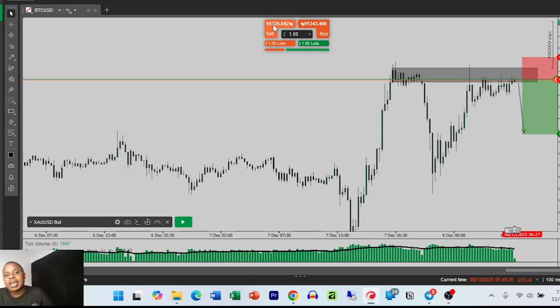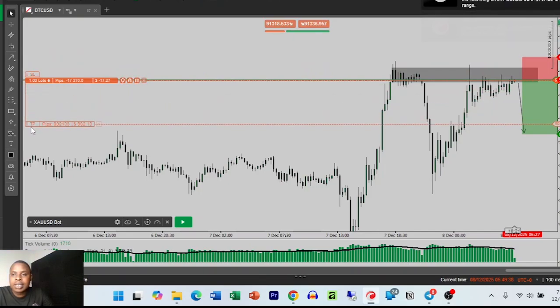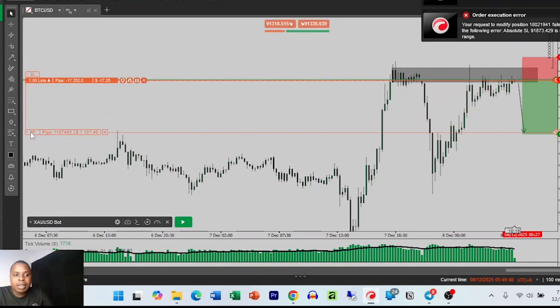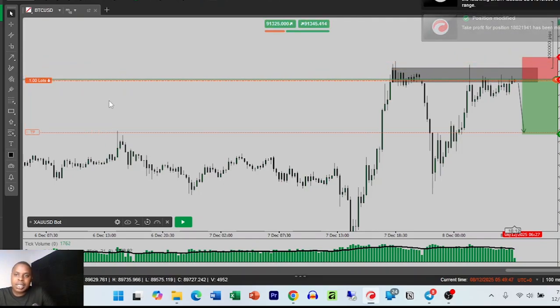Most people are placing buy trades on BTC, but I think at least for the next hours it's going to be dropping. So this is my trade. This is my stop loss right there, and this is my take profit, as you can see right there. The stop loss is going to be here, and this is the take profit.